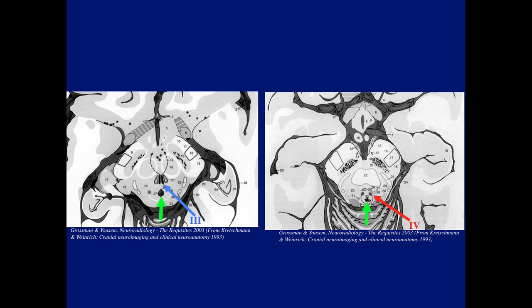Now, why is it that they're so hard to distinguish? We can see on these next few pictures. Here, for instance, here's the aqueduct with a green arrow, and here's the third nucleus, very close to the aqueduct, and here's the fourth nucleus, just at the anterior edge of the periaqueductal gray. So they're very close together.